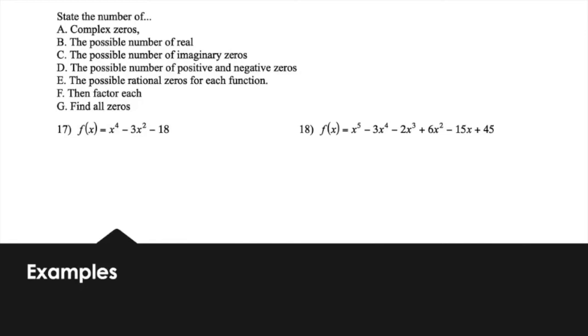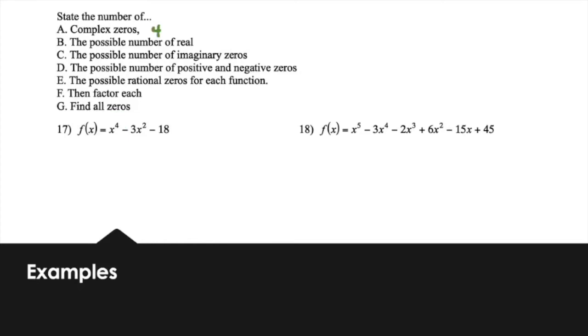This is very similar to what we were doing with the graphs, but now we're going to do this with just the equations. We learned that the degree is the same number as all the roots, and all the roots are the complex roots or the complex zeros. So the degree is the same as the complex zeros. The degree of this is a 4th degree because that's the highest exponent.